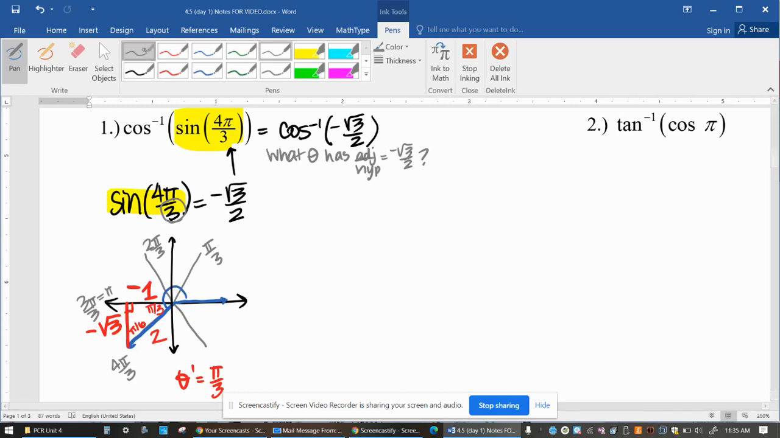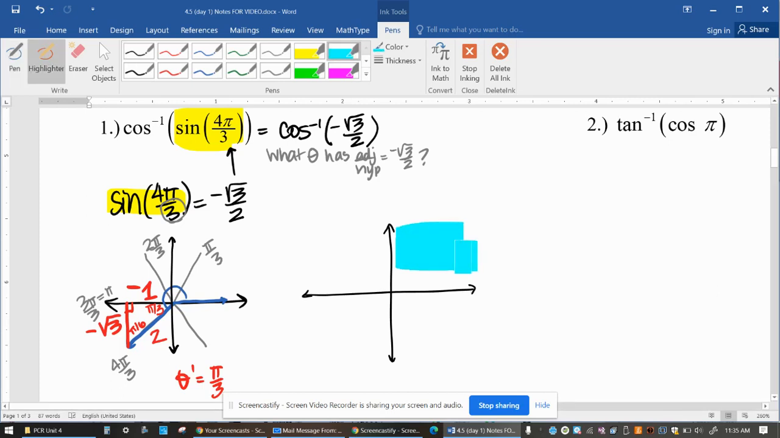Well, let's think back to what quadrants we're limited to, right? Because remember, this is our job now. We're trying to find cosine inverse of negative root 3 over 2. We are restricted to quadrants 1 and 2 for cosine inverse. But because it's negative, we're not going to use the special triangle in quadrant 1. We're going to use the one in quadrant 2. You'll see why in just a second. It has to do with the side lengths, okay?